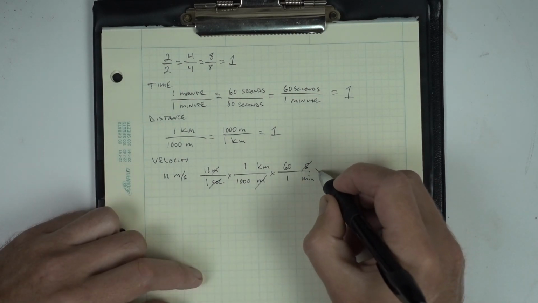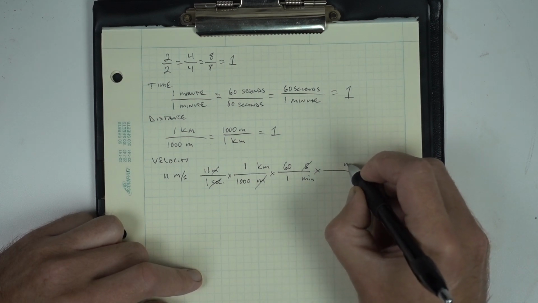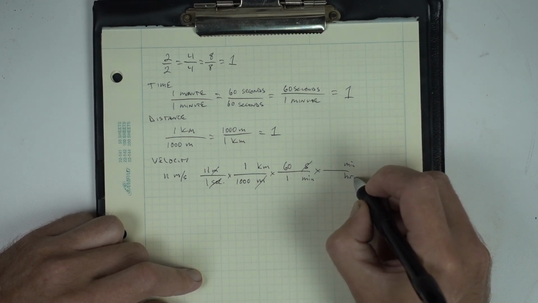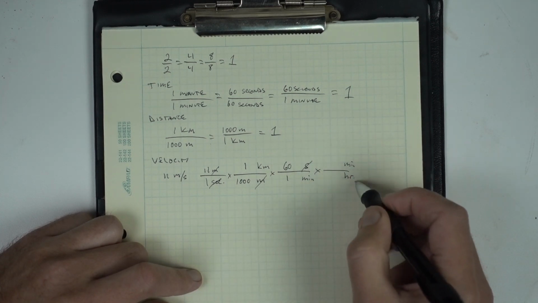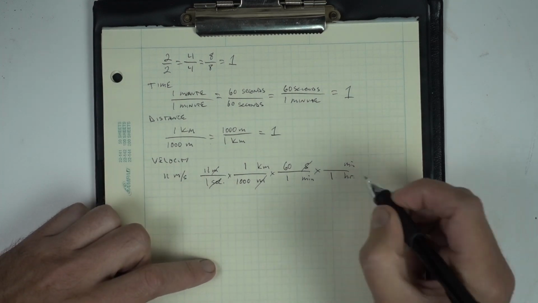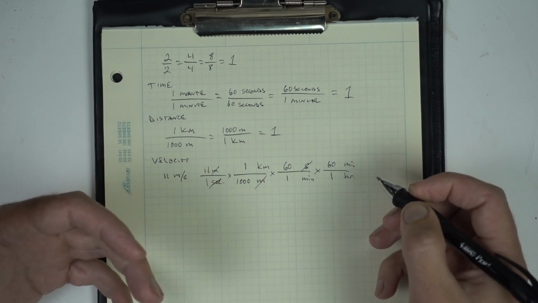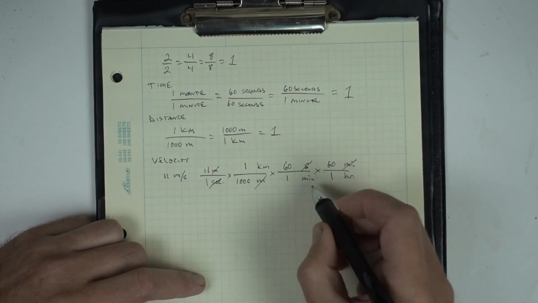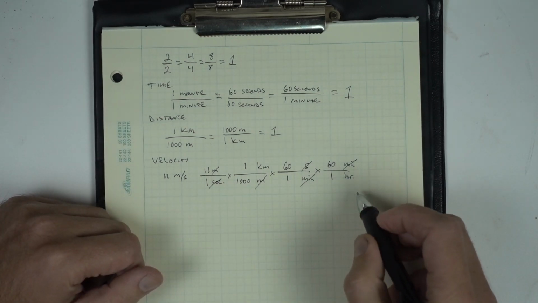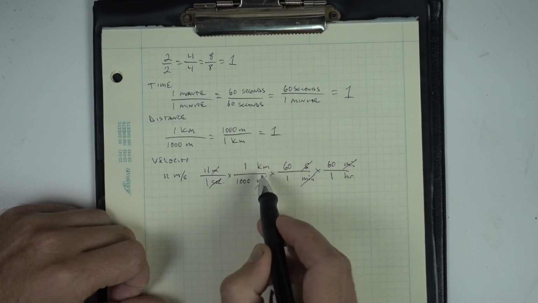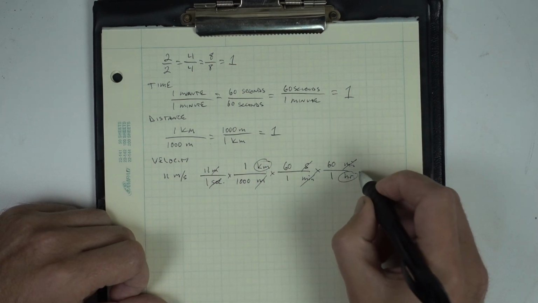But I want hours, so I'm going to turn those minutes into hours, so I'll put the minutes up here and the hours down there. How many minutes are in an hour? What's the relationship here? Well, we know that 1 hour is 60 minutes. So now I've got minutes over minutes, which equals 1, and 1 can just go away. So now I'm left with kilometers up here and hours down there.